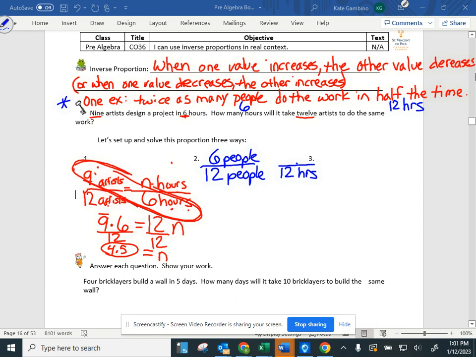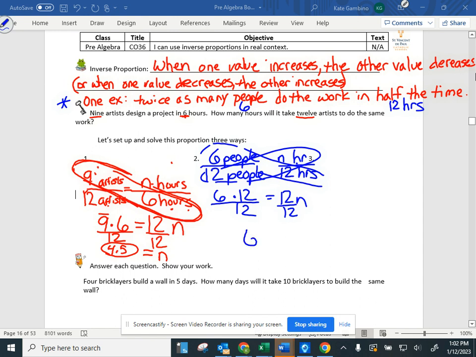Now, I'm picking easy numbers. I did that without thinking. But doing our math, we know that the answer we want for the number of hours, we would do 6 times 12 equals 12n. So we're going to divide 12 out. And so we know our answer would be 6. So if we had 6 people, it took us 12 hours. If we have 12 people, it's going to take us 6 hours.